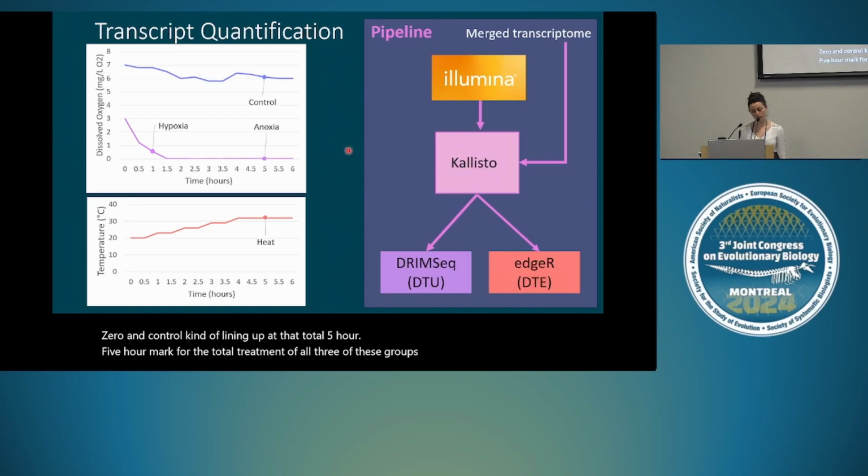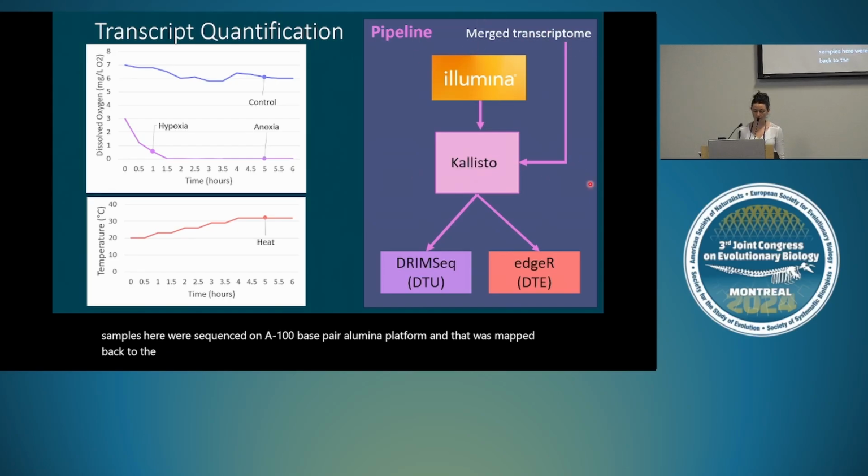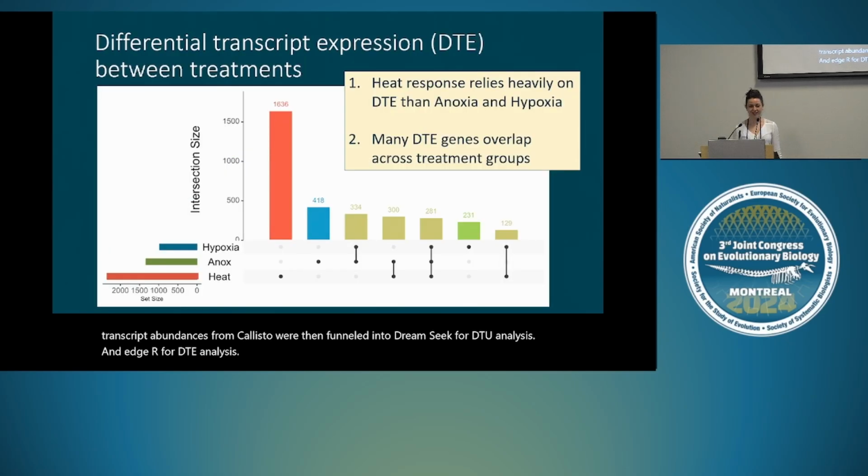And then all 24 samples here were sequenced on a 100 base pair Illumina platform, and that was mapped back to the merged transcriptome from earlier using Callisto. And the transcript abundances from Callisto were then funneled into DRIMSeq for DTU analysis and EDGE-R for DTE analysis. It's very early days for these results, but this is what we have so far.